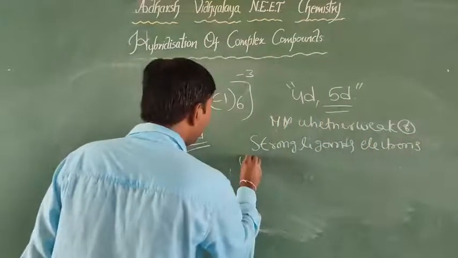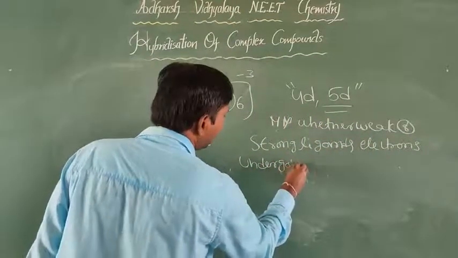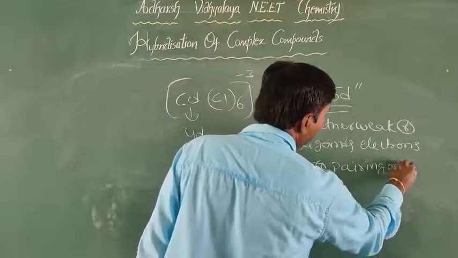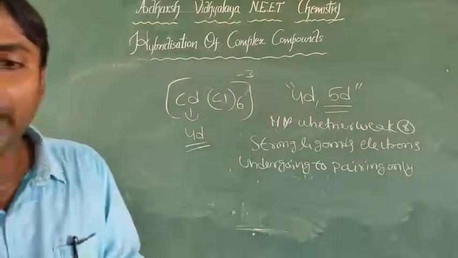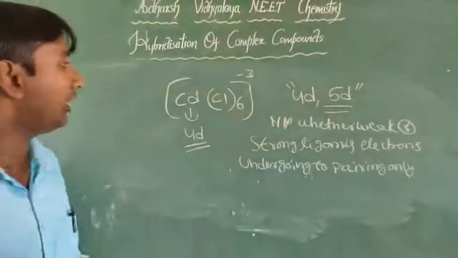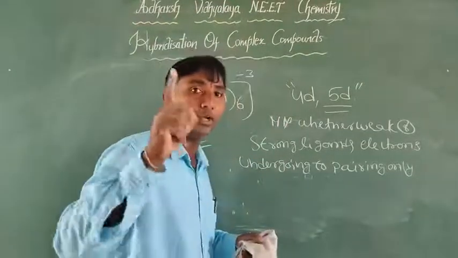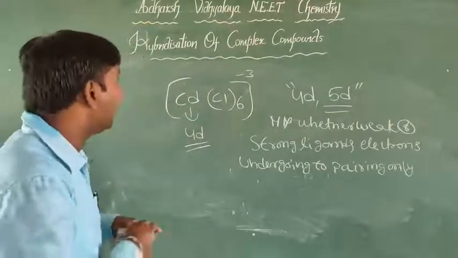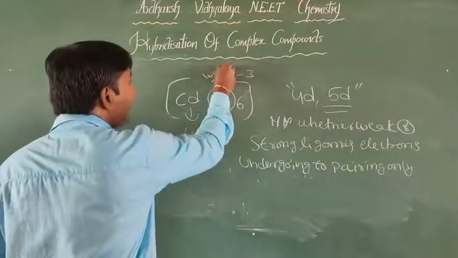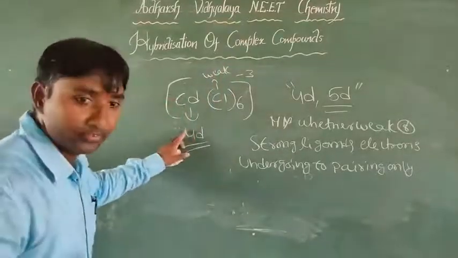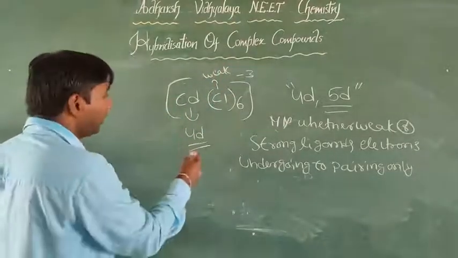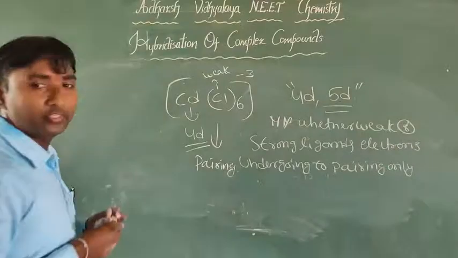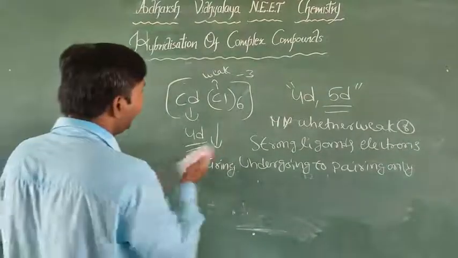Important one. Electrons undergo pairing only. We do not obey Hund's rule. So for 4d and 5d series elements, whether weak field or strong field ligand, electrons undergo pairing only. That's why cadmium bonded with 6 chlorine ligands: generally chlorine is weak field, but cadmium belongs to the 4d series, so your electrons undergo pairing only. This is for 4d and 5d series elements.